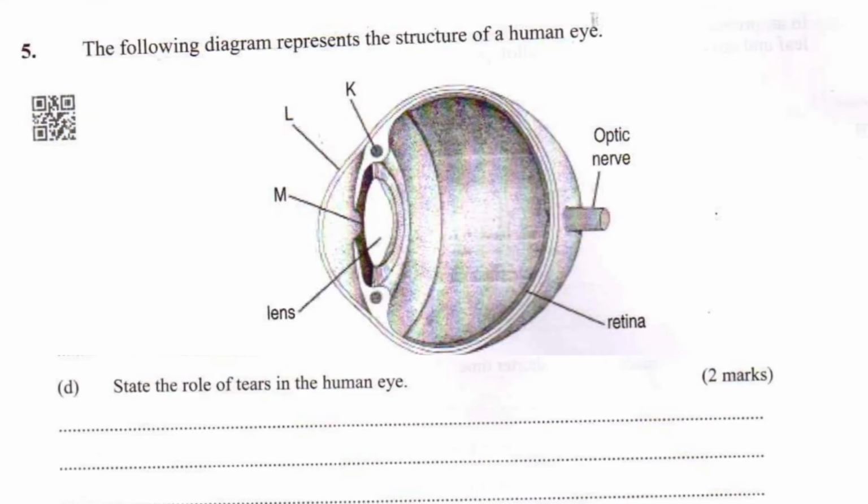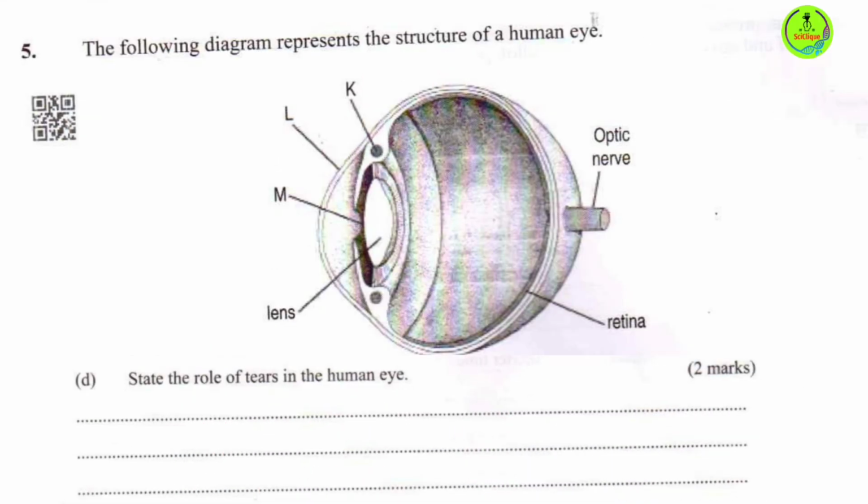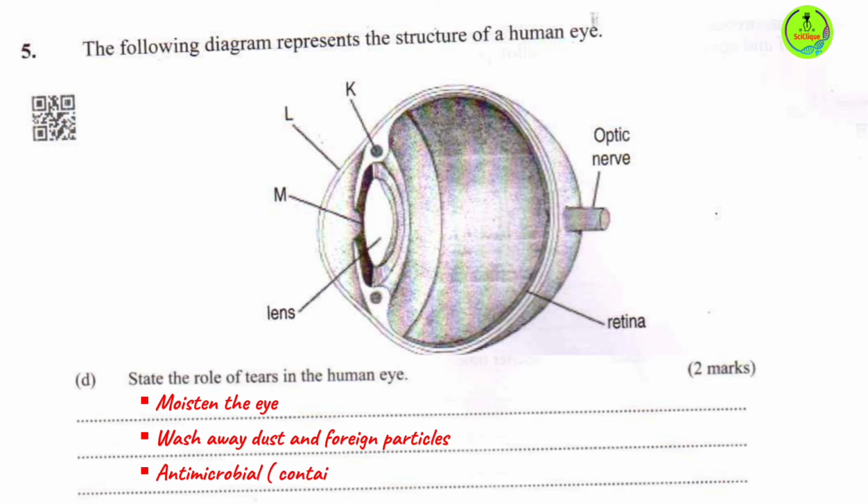Part D. State the role of tears in the human eye. So the tears moisten the eye. They wash off any dust or foreign particles that are present in the eye, and they are also antimicrobial. So this means that they contain an enzyme called lysozyme that kills bacteria.